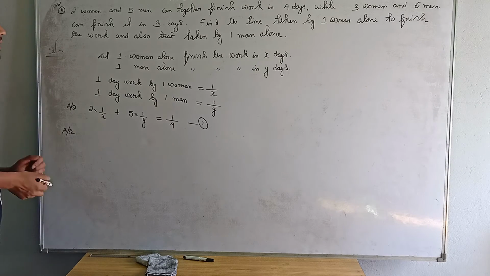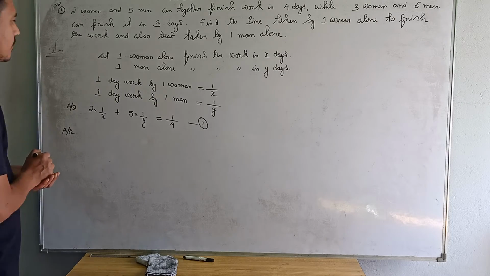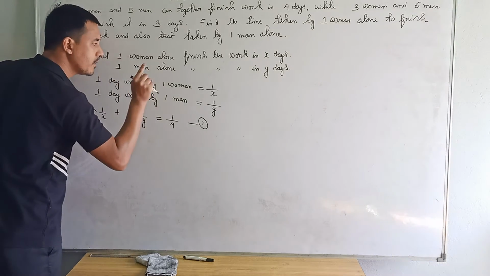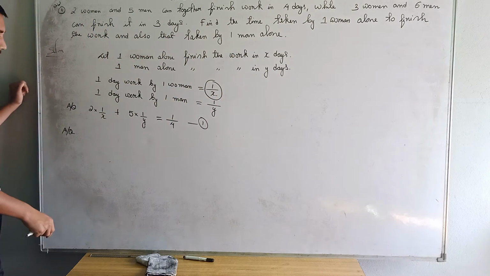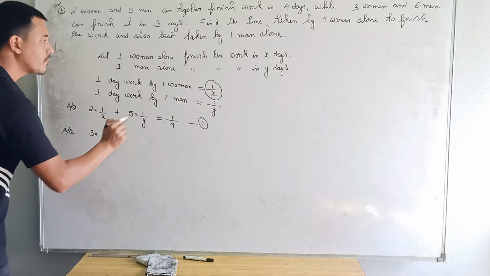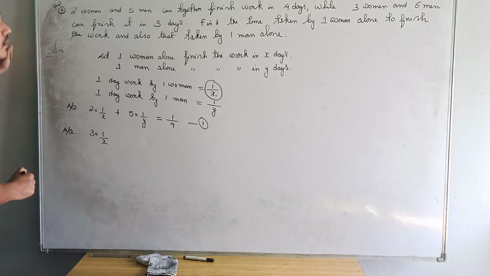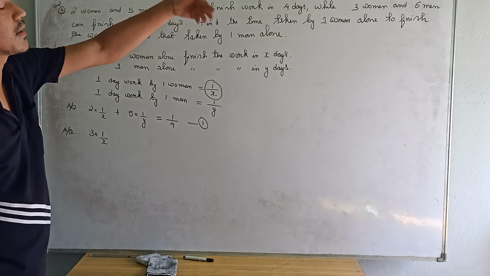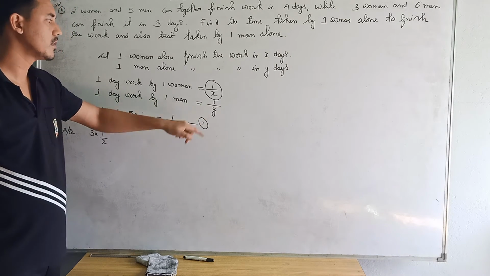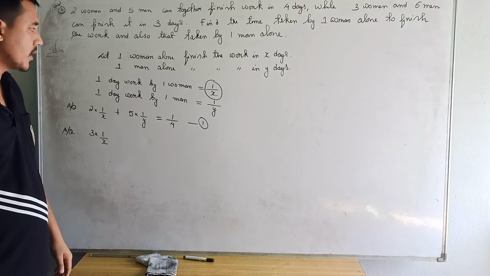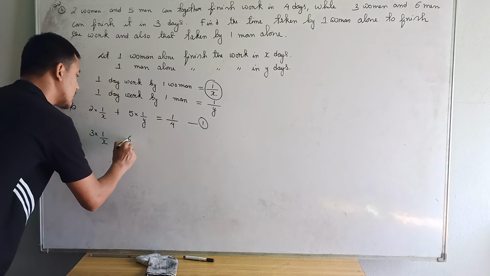Now the second part of the question: 3 women and 6 men together. They are working together, 3 women. Now, in 1 day, 1 woman can only do this much work. Then if you triple the woman, they can finish triple the work done by 1 woman in 1 day, right? Now, there are 6 men. In 1 day, 1 man can only do this much work. So if 6 men work together, then in 1 day they can finish 6 times this work, right? So 6 times 1 by y.